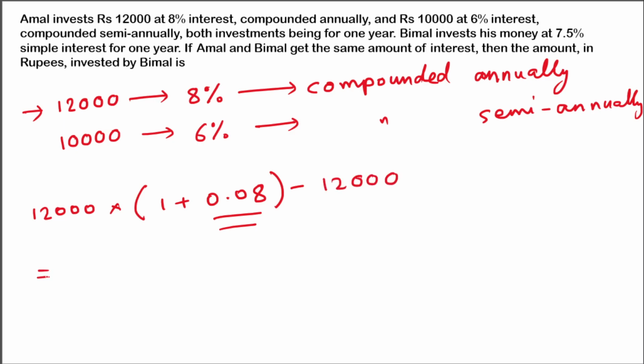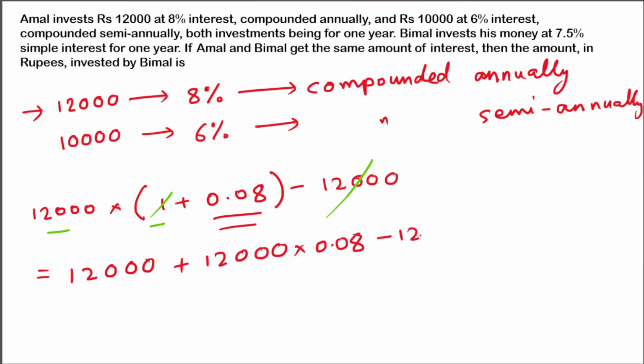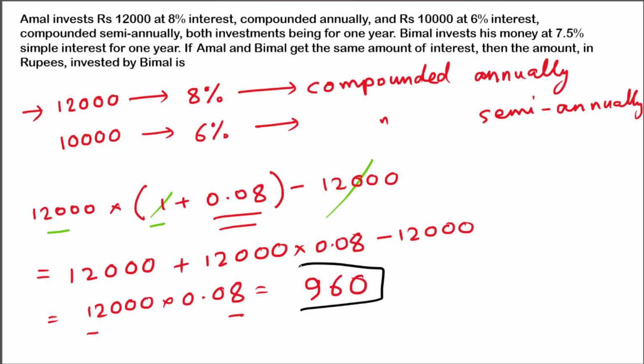So if you calculate this, let us do away with the 1, because this 1 and this 12,000 will cancel each other out. I will write this down so that there is no scope of confusion: this is 12,000 into 0.08. Now this is simply 12,000 into 0.08, and you can just calculate it. It is very easy. This is 960, because 12 into 8 is 96. So the first part of the interest is solved.